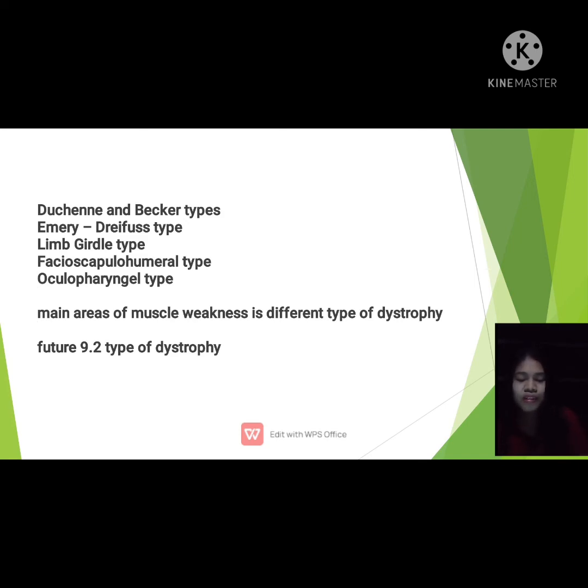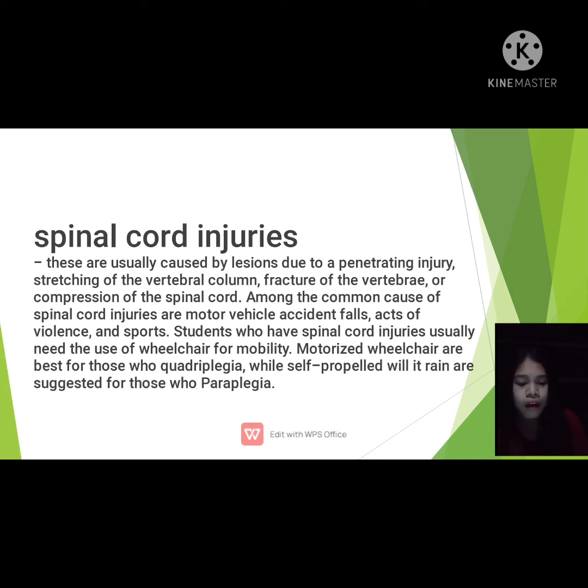Okay, so ito naman tayo sa spinal cord injuries. They are usually caused by lesions due to a penetrating injury, stretching of the vertebral column, fracture of the vertebrae, or compression of the spinal cord. Among the common causes of spinal cord injuries are motor vehicle accidents, falls, acts of violence, and sports. Students who have spinal cord injuries usually need the use of a wheelchair for mobility. Motorized wheelchairs are best for those who have quadriplegia, while self-propelled wheelchairs are suggested for those who have paraplegia.